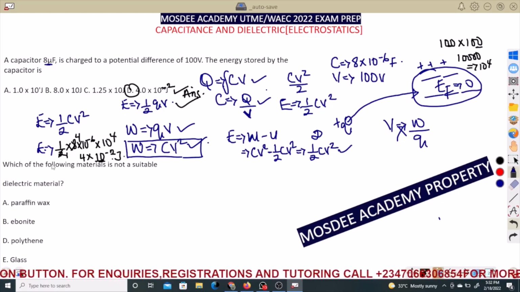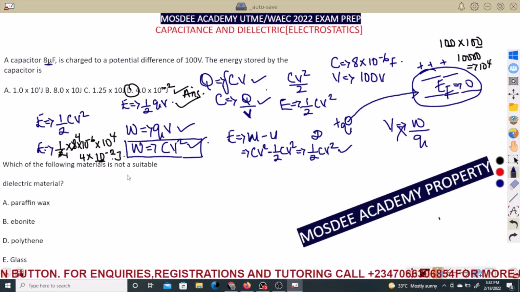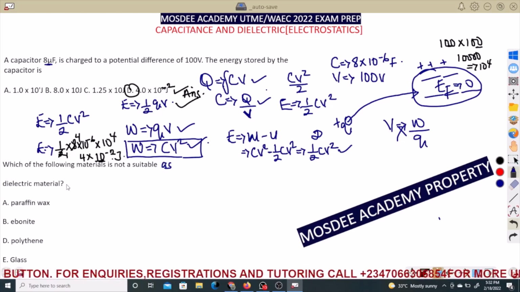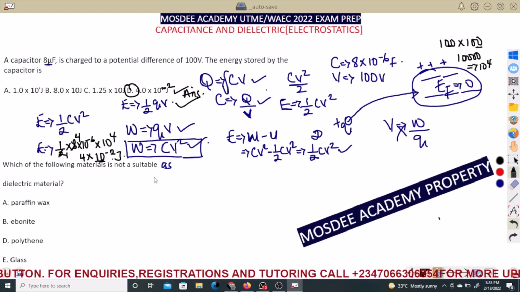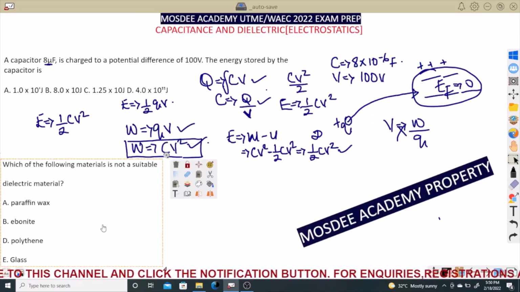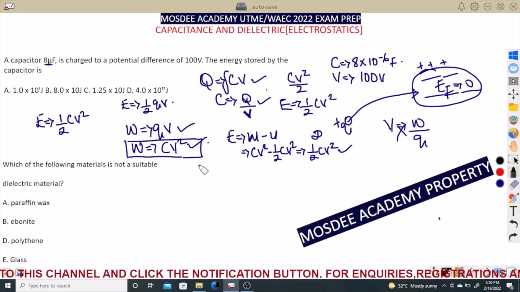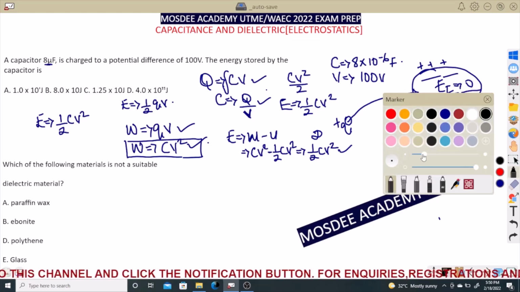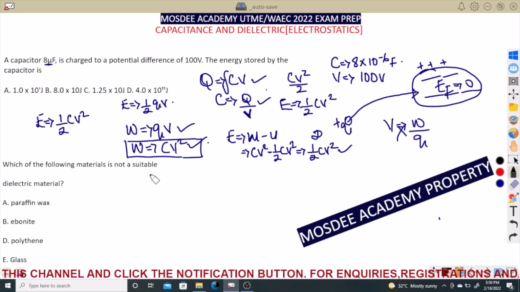The next question, time is not on my side. Which of the following materials is not suitable as dielectric material? Now, when I introduced you to the topic, I talked about this too. In continuation of what we are talking about, the next question is, which of the following materials is not suitable as a dielectric material? Let's reduce the size.